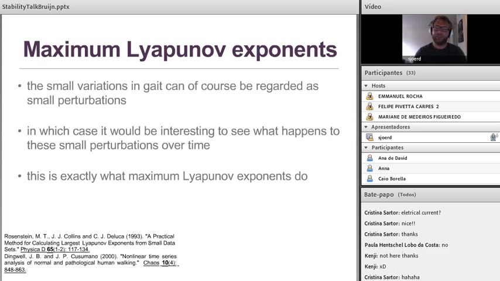In which case it would be interesting to see what happens to the small perturbations over time, and that's exactly what Lyapunov exponents do. And I should also mention that I have a solid background in mathematics and physics, where you can really see that they quantify the stability of a system.